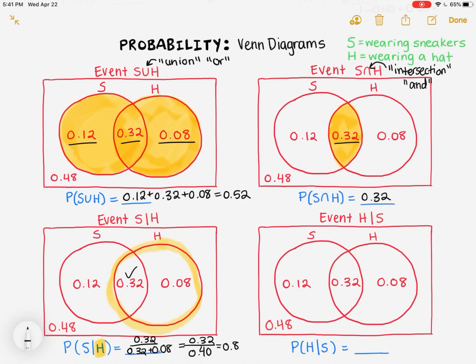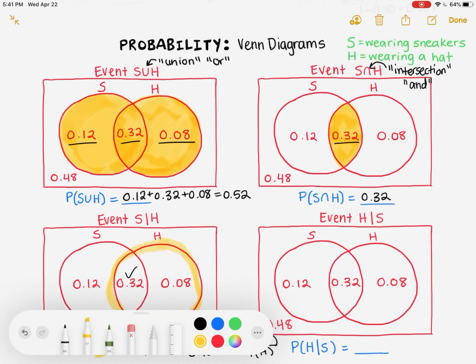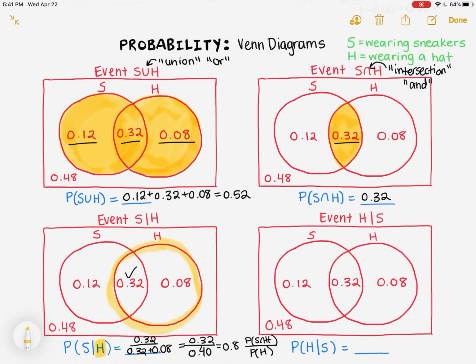Now, if you remember, this connects back to our conditional formula. Our numerator was the overlapping section, which is the probability of wearing sneakers and a hat. We already found that in the previous example. And our denominator was the total probability of wearing a hat. So this method that we use matches up with our conditional probability formula. For the next example, I'm going to use this formula to calculate from the beginning.